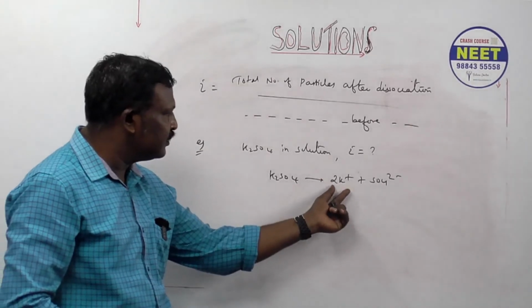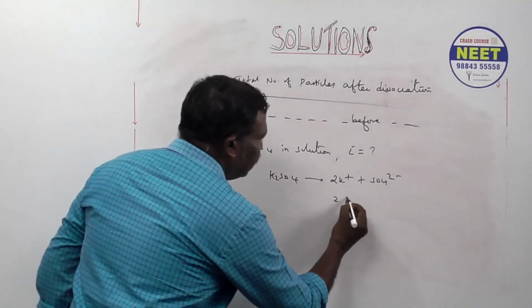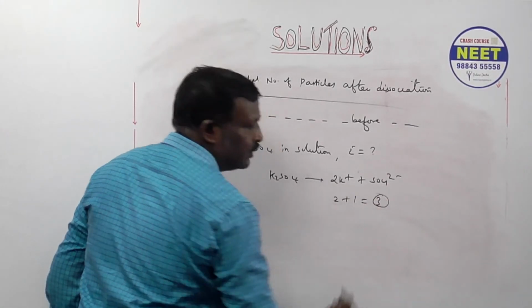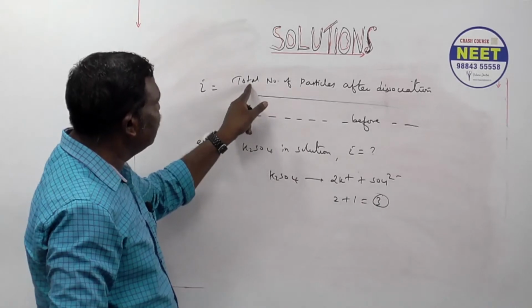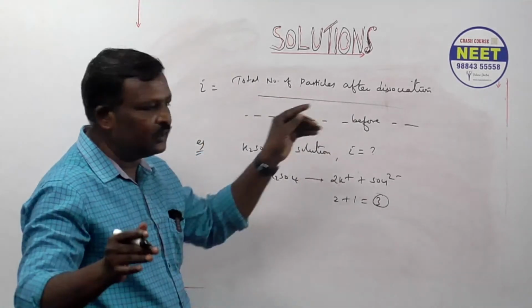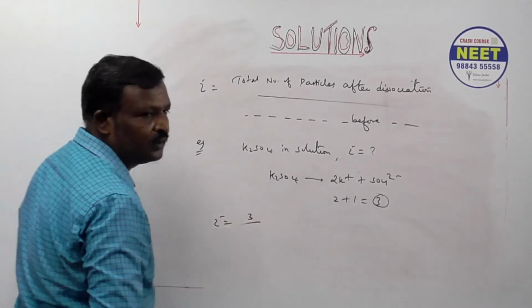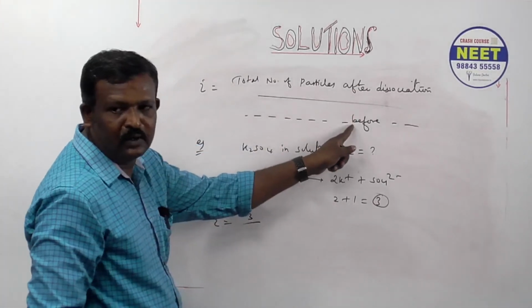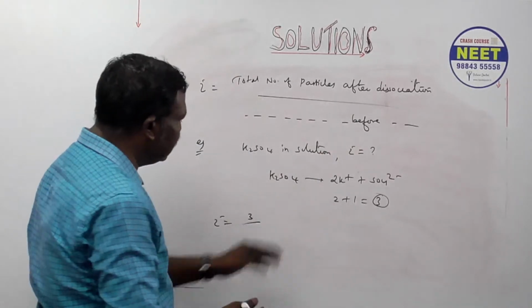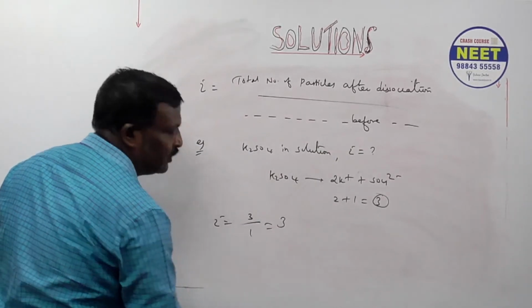How many ions? 2 plus 1? 3 ions, no. So what's the formula? Total number of particles after dissociation. How many? Therefore, i is equal to 3 by, after dissociation by what? Before is what? Before is 1, always 1. Answer 3. Just note.